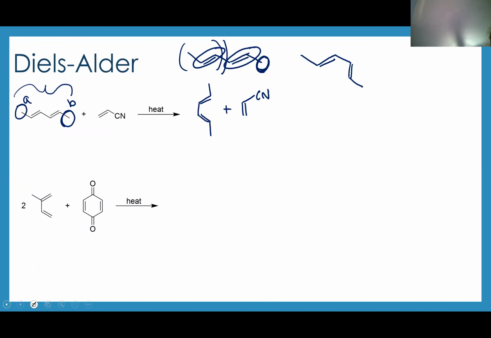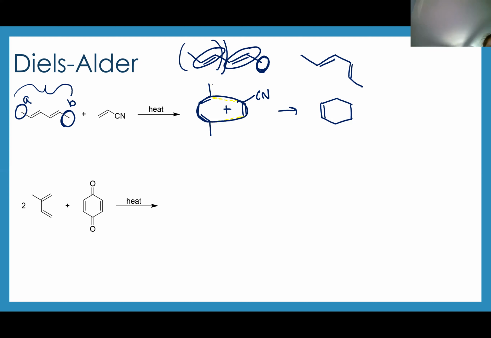my new bonds being formed. I know I picked yellow, that was dumb. I don't know if you can see that very well. So visualize your new bonds. So this gives me a cyclohexene, right? I know that that's what these 6 carbons are going to make.